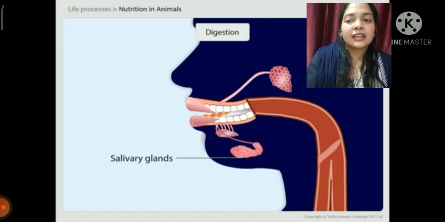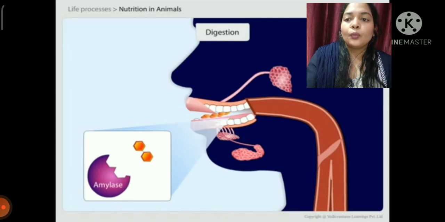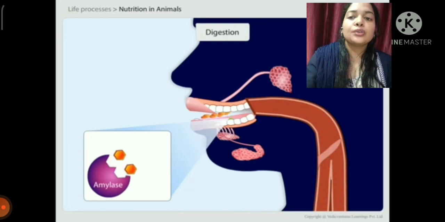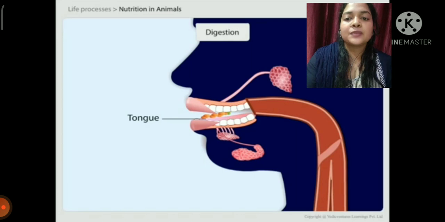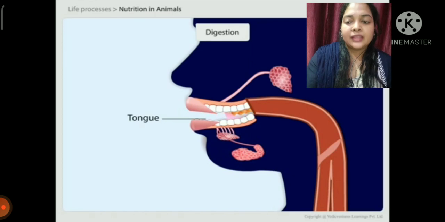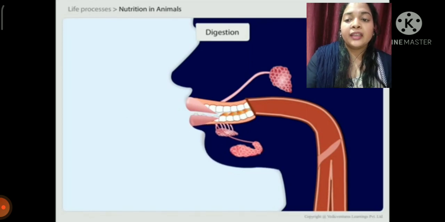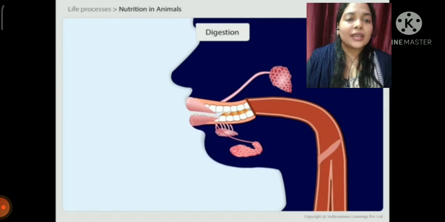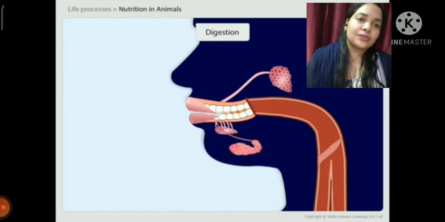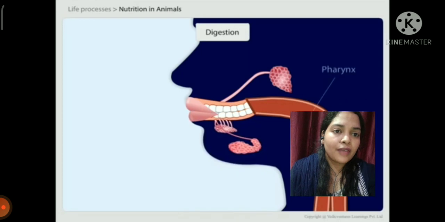The saliva contains an enzyme amylase which digests the starch present in food into sugar called glucose. Tongue helps in mixing the food with saliva. The slightly digested food in the mouth is swallowed by the tongue into a common passage for both respiratory and digestive tract, that is pharynx.